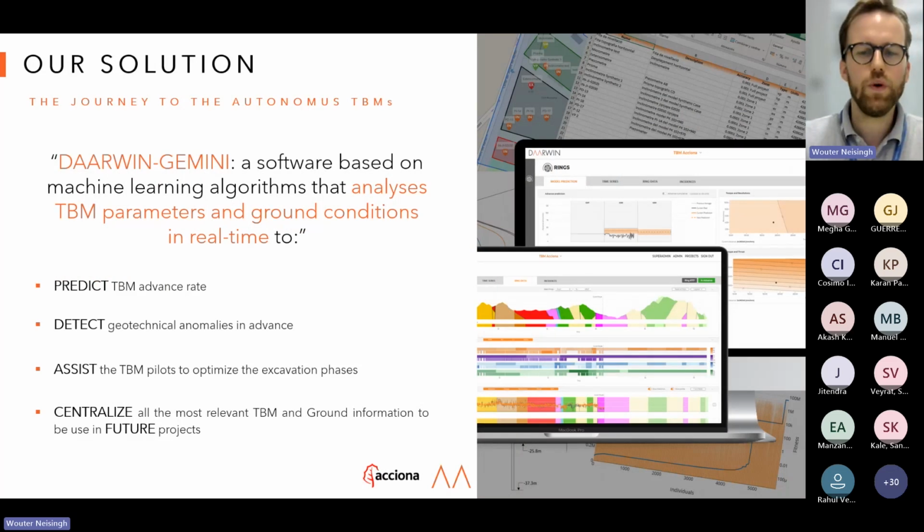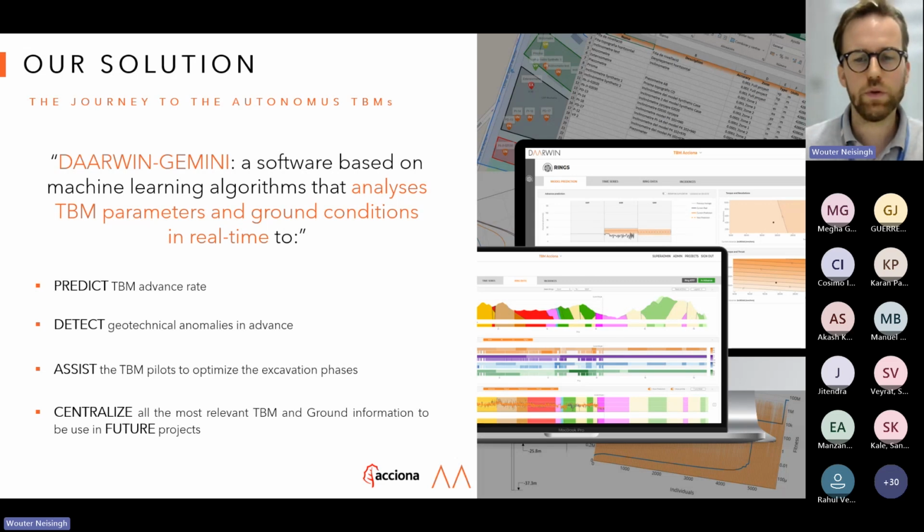So what we did is we developed Daarwin Gemini, which is a software, and we developed that in collaboration with Acciona, the famous Spanish general contractor. They saw a need for it, and together we decided that ultimately we want this technology to reach the market. Therefore, we can present it here today as a solution for you and the industry as a whole.